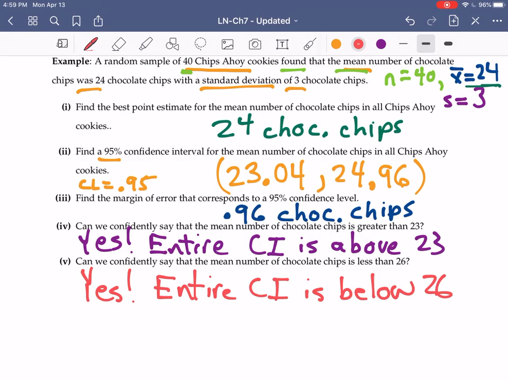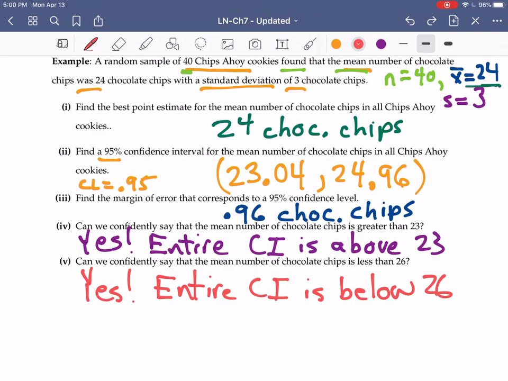Could we confidently say that the mean number of chocolate chips is less than 24.9? No, because there's values in this confidence interval that are more than 24.9. So 24.95 is in that confidence interval. And there are values that are less than 24.9. All we can say is we think that the confidence interval, that interval from 23.04 up to 24.96, actually contains the mean. We can't say anything about where we think it is.